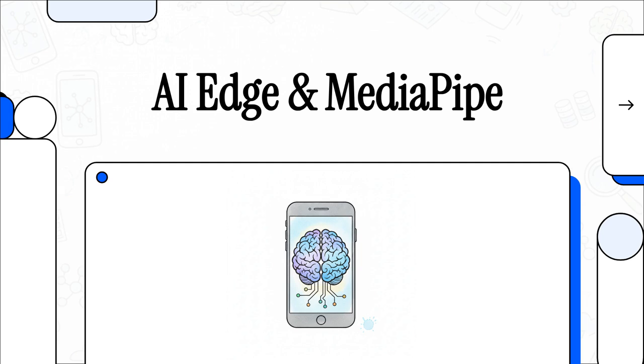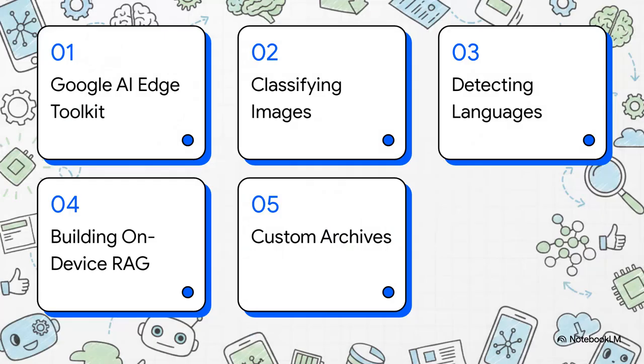We're going to scale the complexity ladder together, starting from basic computer vision tasks, moving through natural language processing, and going all the way up to advanced generative AI using an on-device Retrieval Augmented Generation, or RAG pipeline. Okay, let's dive into this. Here is our roadmap. First, the Google AI Edge Toolkit. Second, classifying images on Android. Third, detecting text languages. Fourth, building on-device RAG. And finally, compiling custom archives. It's a clear, step-by-step journey up the complexity ladder to give you a complete utility belt for modern AI integration.